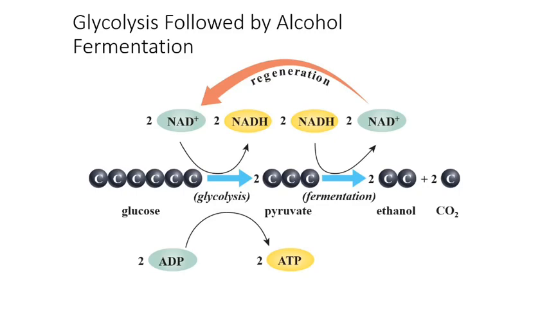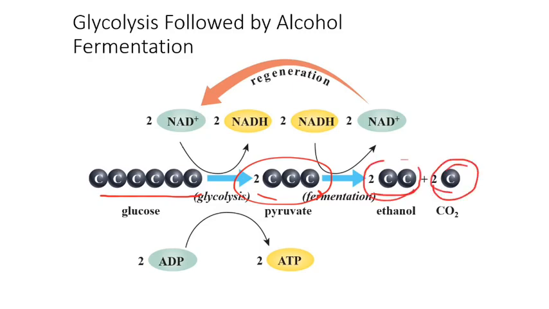Yeast, for example, don't produce lactic acid, they produce ethanol. They are going to take the glucose molecule, form pyruvate. They don't need any oxygen for this to happen, and they're going to produce ethanol and CO2. So this ethanol is the alcohol that's in our beer and our wine, and then the CO2 creates the bubbles.